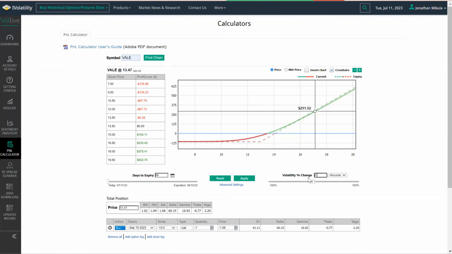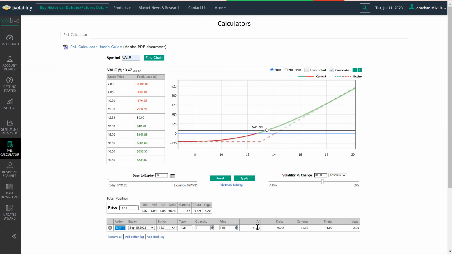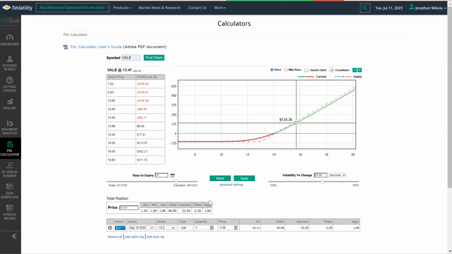If implied volatility goes up by 20 absolute percentage points, so our IV is at 61.11, here's how that impacts the trade. If we go down to 15 days to expiration, our little scroll bar will go here. It'll show us how close we are to the expiration at 9/15, and this shows us what our scenario looks like with all of those different parameters.